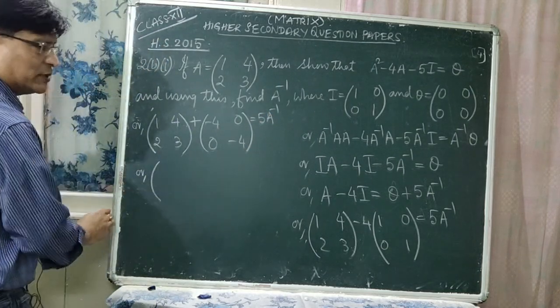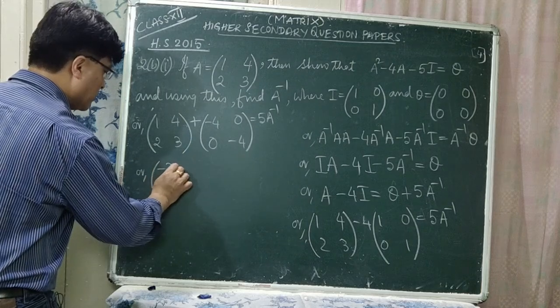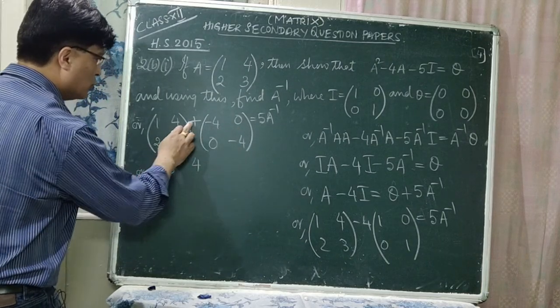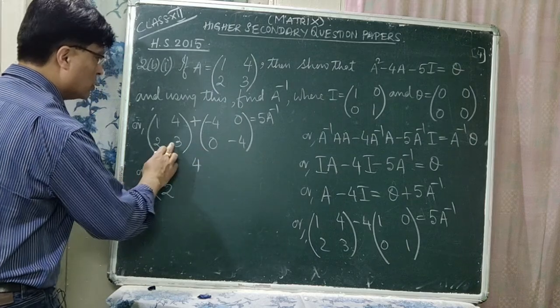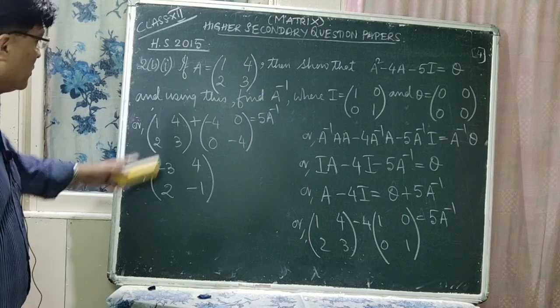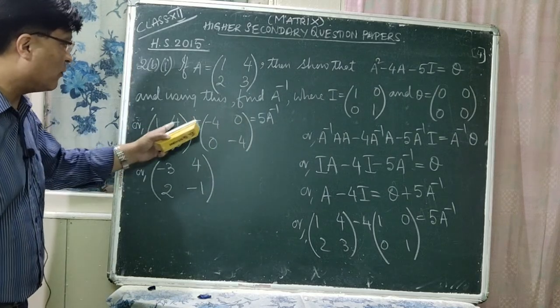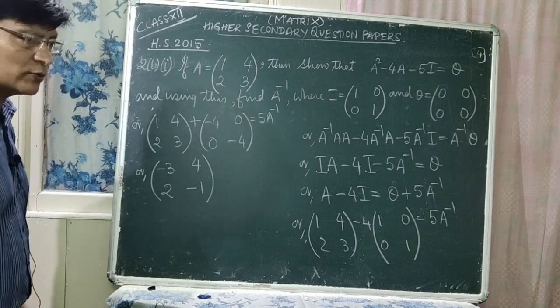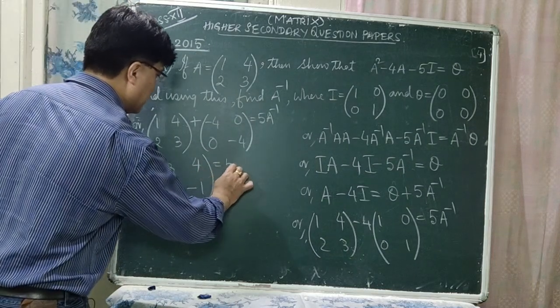Now add those two matrices. What is 1 minus 4? Minus 3. 4 plus 0, that is your 4. 2 plus 0, that is your 2. 3 minus 4, that is your minus 1. So we get the matrix minus 3, 4, 2, minus 1, which is equal to 5A inverse.